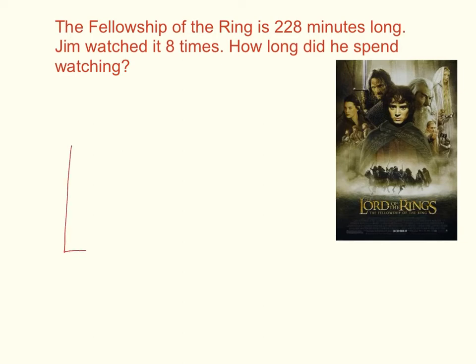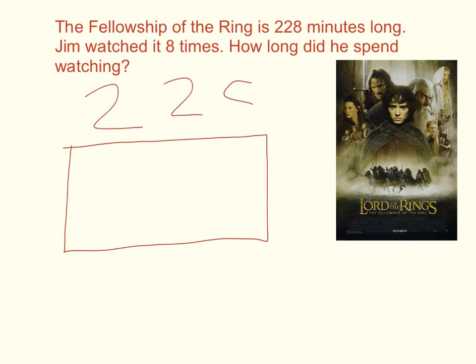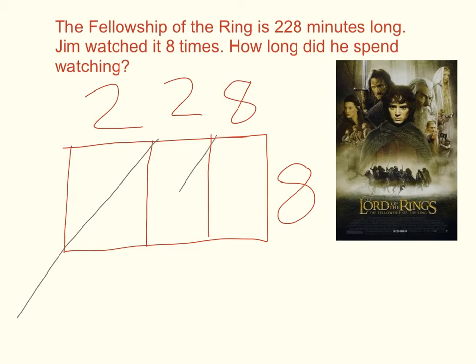So I'm going to draw my box as my first step. On the top I put 228. Along the side I put 8. Now I need to divide up my box, so there should be a line between the 2 and the 8 like that, and a line between the 2 and the 2 like that. I don't need a line going across because it's all by itself. Next step is I'm going to put in my diagonal lines, and diagonal lines. I forgot my multiplication symbol there.